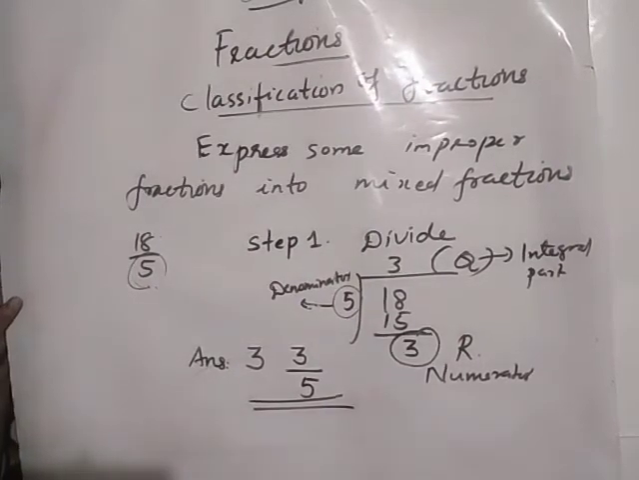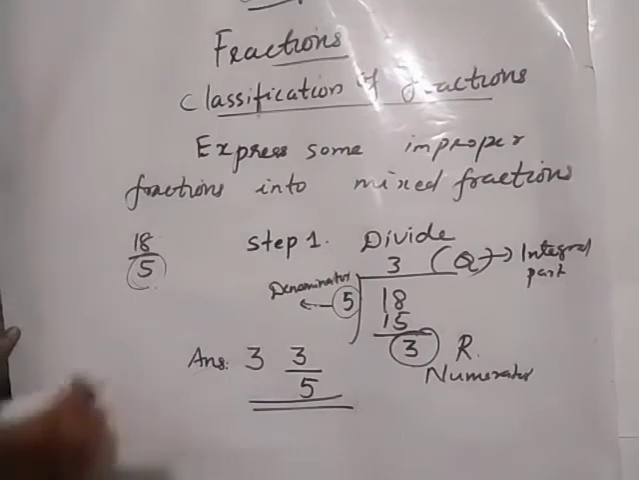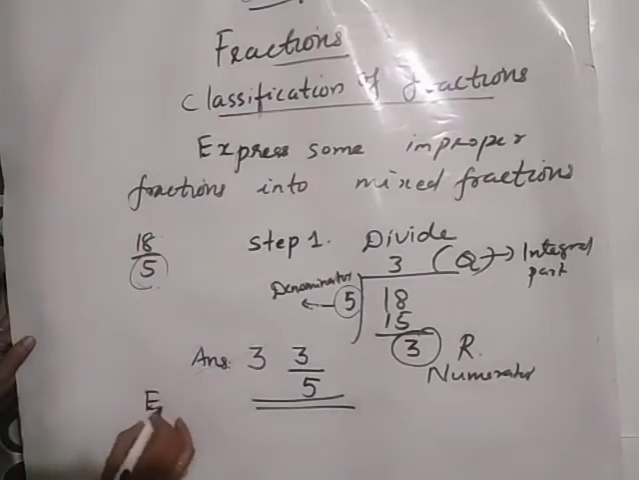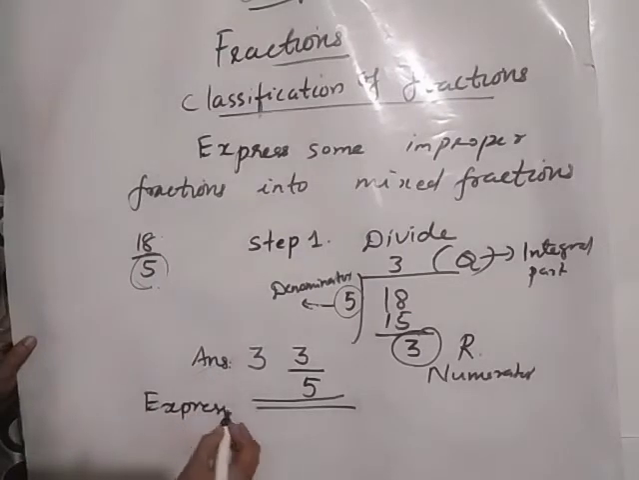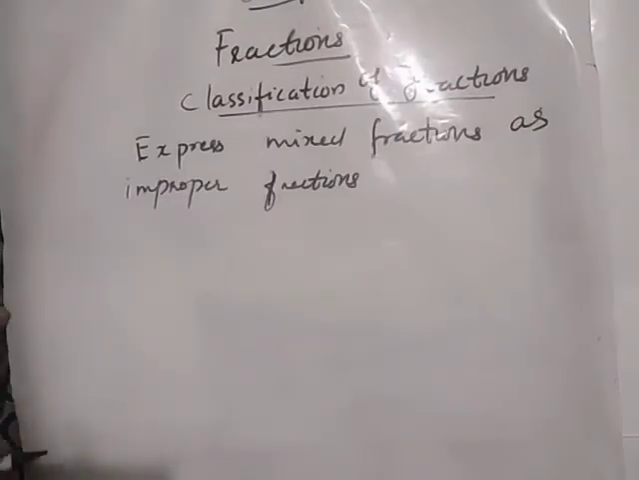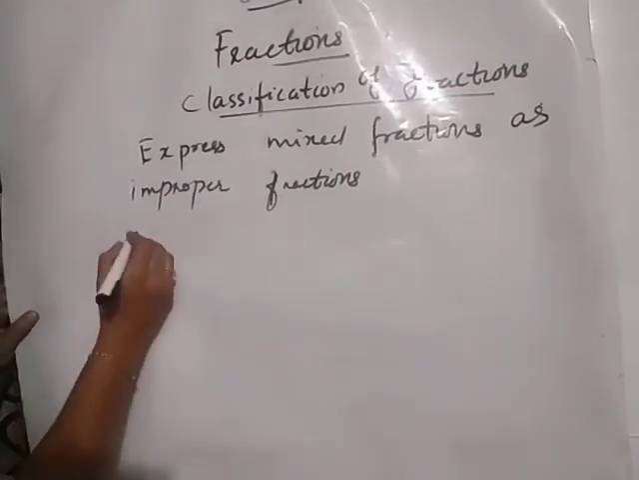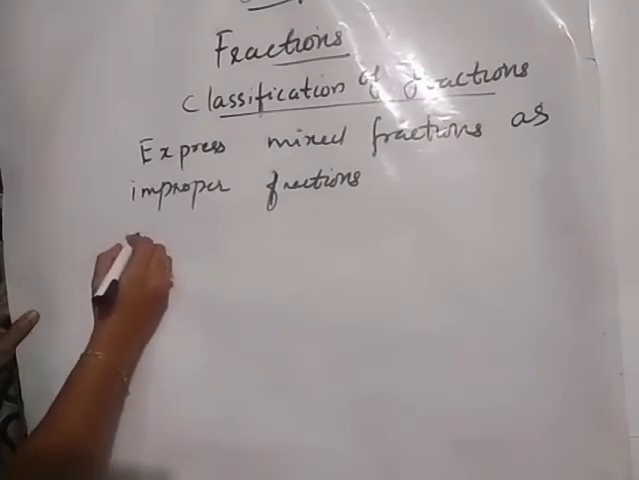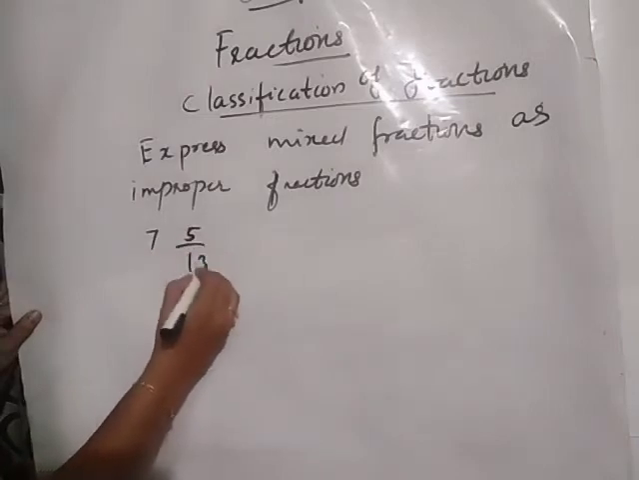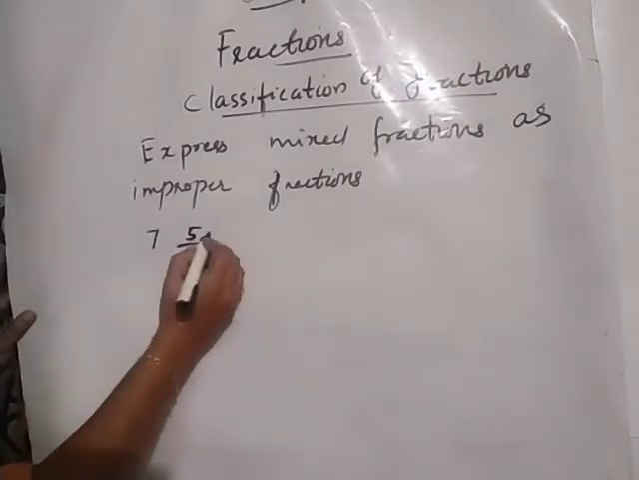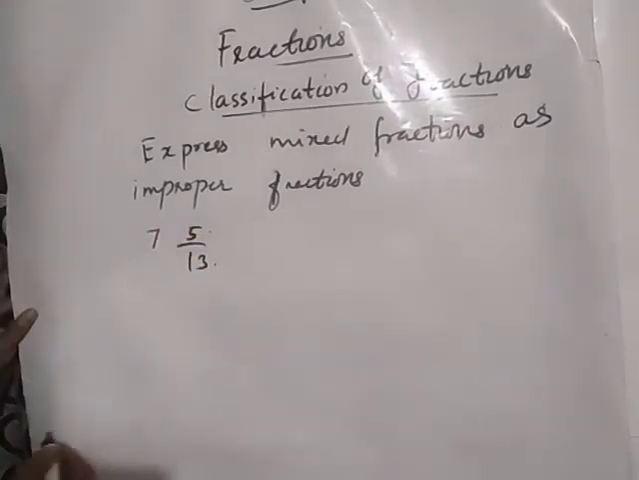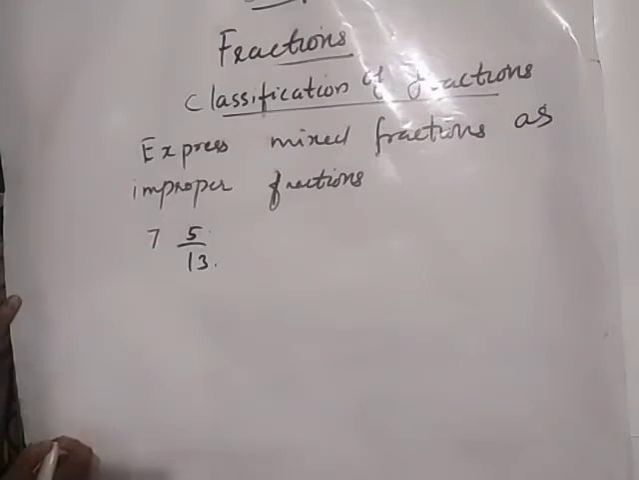Understood? Now let us do another problem. Express the mixed fraction as an improper fraction. So here is the problem from exercise 3A, that is 7 and 5 by 13. This is the integral part, this is the numerator and this is the denominator. This is the proper fraction part. So how can we convert it into an improper fraction?